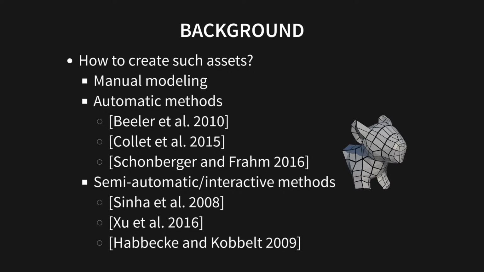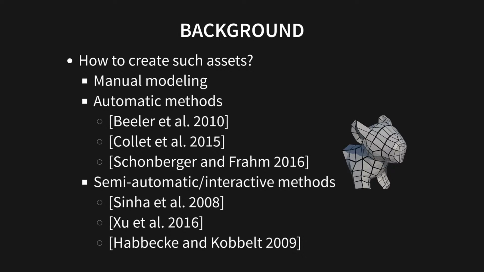These methods use some form of manual intervention as a baseline, while utilizing automatic algorithms to help the user achieve the desired result. Examples are Sinha et al., who use interactive modeling with structure from motion for architectural modeling.